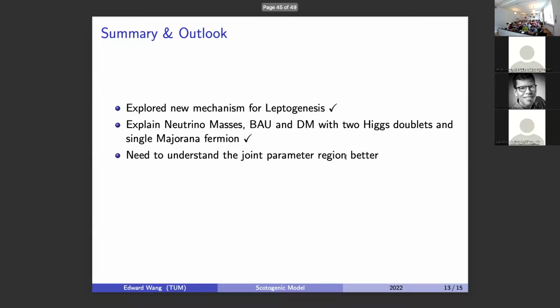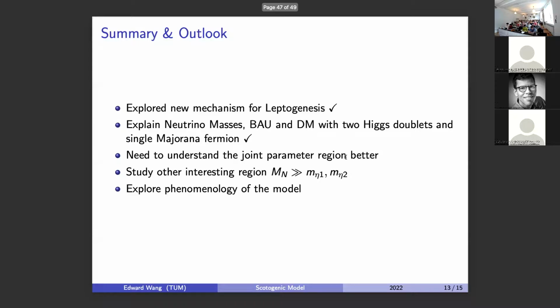What is still left to do, we still need to understand certain aspects of the joint parameter region a little bit better. There is this other interesting region: we assume that the Majorana fermion is lighter than the scalars, but in principle, it could be the other way around. This is also a very interesting possibility that we are still investigating. And finally, there are some other phenomenological implications of this model that we still have to understand a bit better.